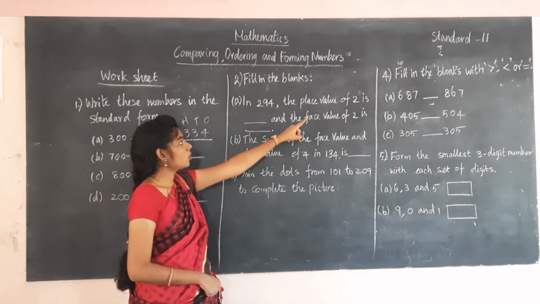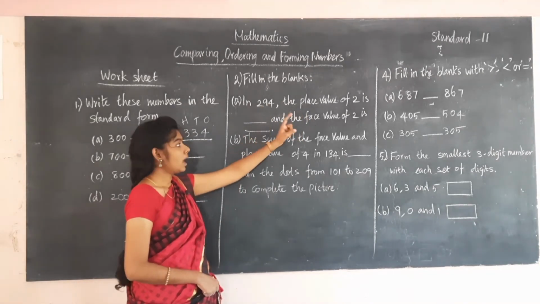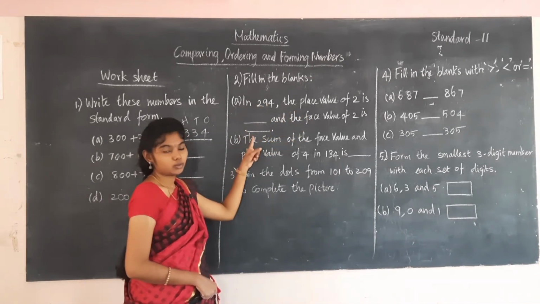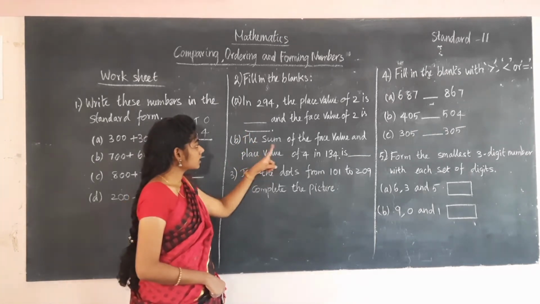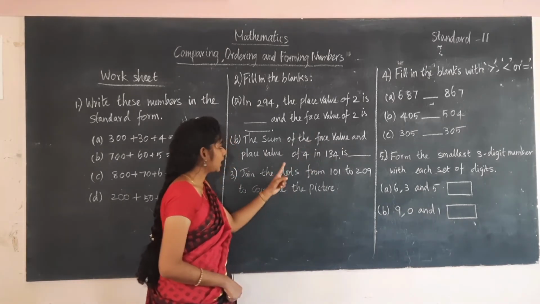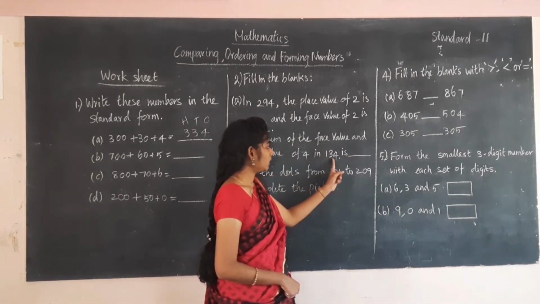So the place value of 2 is 200 and the face value of 2 is 2. So you do this as a homework. This sum also you are going to do as your homework sum. The sum of the face value and the place value of 4 in 134 is.